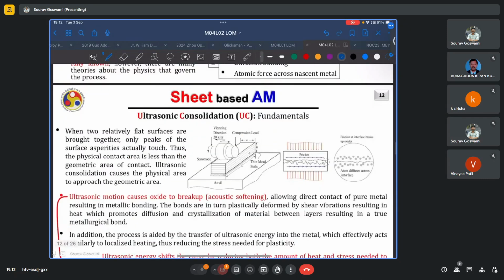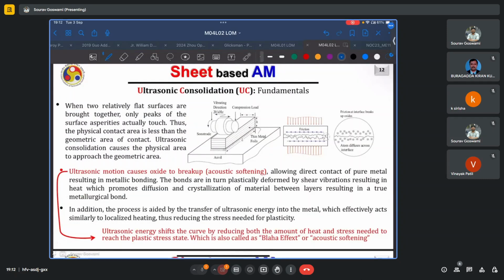One of the theories is described here. When two relatively flat surfaces are brought together, only the peaks of the surface asperities actually touch. We know that whenever we are talking about a smooth surface, no surface is atomistically smooth. You will never have just a plain surface, however much you magnify it. There will always be some asperities in terms of these hills and valleys. When we are bringing any two such surfaces in contact, only these asperities will be in contact. The valleys are not in contact.